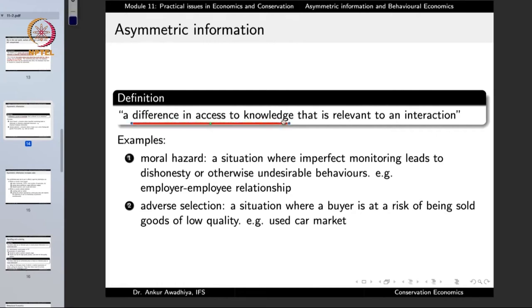Asymmetric information is difference in access to knowledge, which means that one person has more knowledge or more access to knowledge, and another person or another party has less access to knowledge or has less information, less knowledge. And what sort of a knowledge? A knowledge that is relevant to an interaction. That is, in the case of things such as the principal-agent relationship, which occurs between an employer and an employee, the relevant information here is how much amount of effort the worker or the employee is actually putting up. Now, this is a relevant information, because this can be used to find out how much amount of wage should be given to this person.